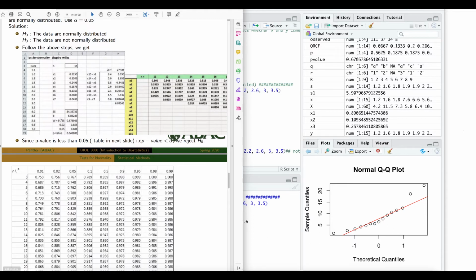Since the w value is between this and that, your p-value must be between 0.02 and 0.05. You see that? It must be less than 0.05 and greater than 0.02, because our w value is between these two, meaning the p-value must be between these two numbers as well.